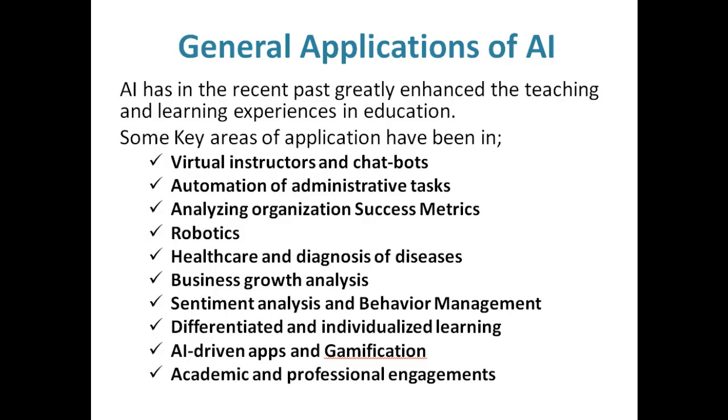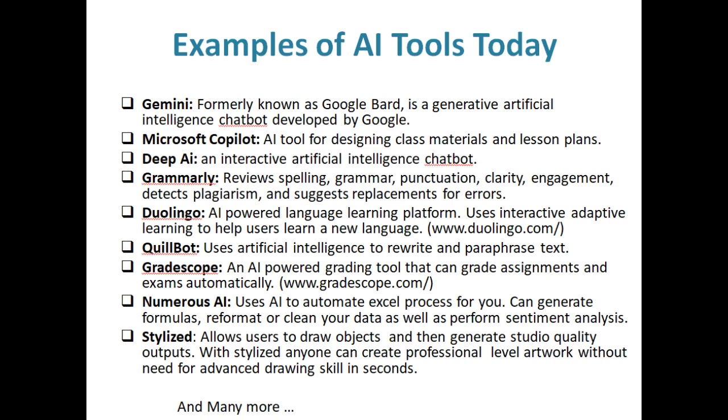There are many existing examples today of AI tools we can delve into. Talk about Gemini, formerly known as Google Bard, a very smart chatbot developed by Google. One thing I like about Gemini is that it's really a faithful friend to you. It even gives you 3 different drafts of what you need. So literally, you can play around with that content and try to develop your own content from it. You've got Microsoft Copilot, Deep AI. All of these are intelligent, interactive chatbots.